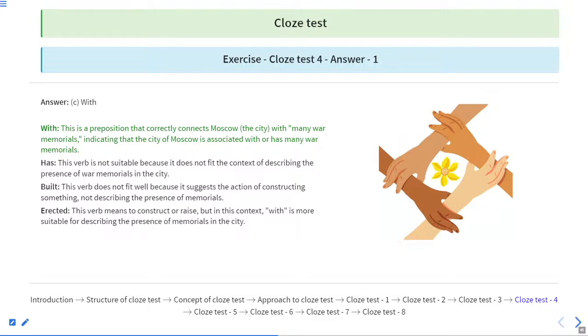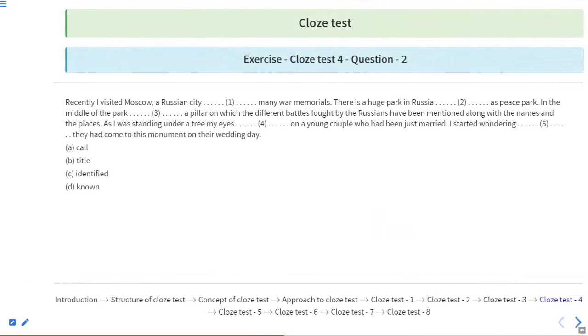Has. This verb is not suitable here because it does not fit the context of describing the presence of war memorials. It cannot be built, because built suggests an action of constructing, not describing the presence of memorials. It cannot be erected. Erected means to construct or raise. But in this context, with is more suitable for describing the presence of memorials in the city.